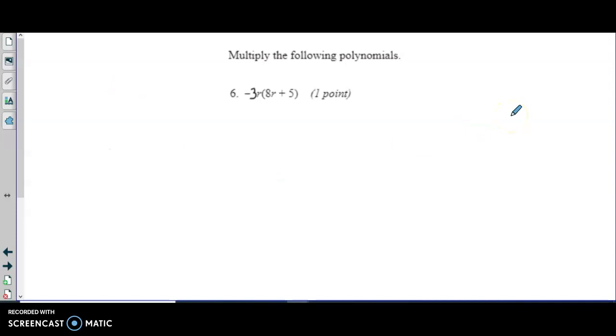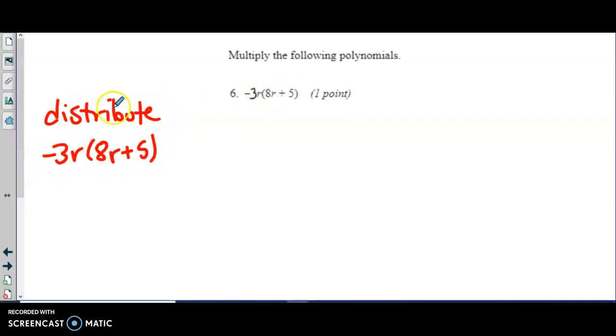Multiply the following polynomial. All right. So there are 2 ways that we like to multiply. We can either distribute, which I'll show you over here, or you can do the box method. Let's distribute first. So I'm going to take this negative 3r and I'm going to multiply it by each thing in the parentheses.